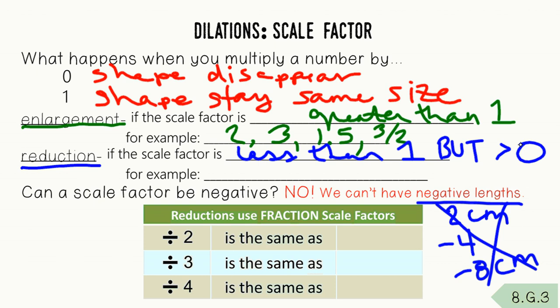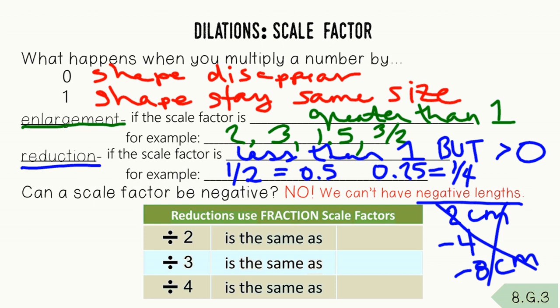Well, what kind of numbers are between 0 and 1? Fractions and decimals. Yeah, so a scale factor of 1/2 or 5/10, which are the same, that would cause my shape to be half as large as it was before. A scale factor of 25/100, which is the same as 1/4, that would also cause my shape to reduce, to be smaller. It would be 1/4 of the size.